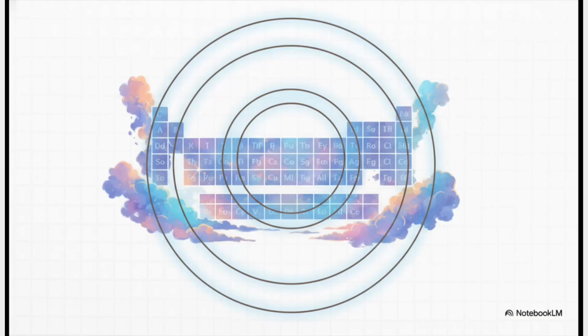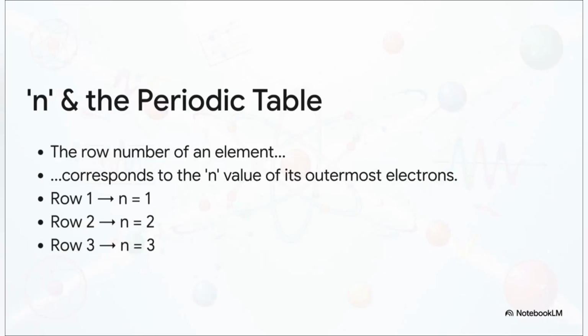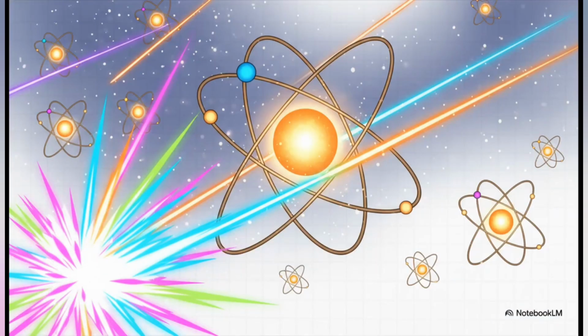Now, this isn't just some abstract theory. This number literally builds the world around us. Ever wonder why the periodic table is shaped the way it is? Yep, it's because of n. And it even explains why elements glow with different colors. Think fireworks or neon signs.